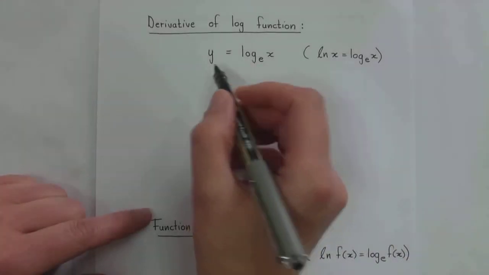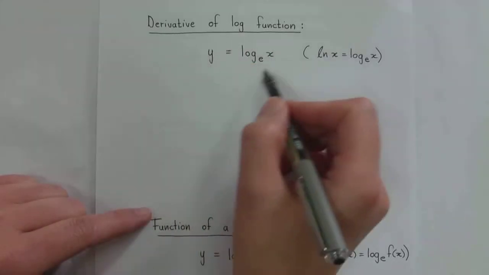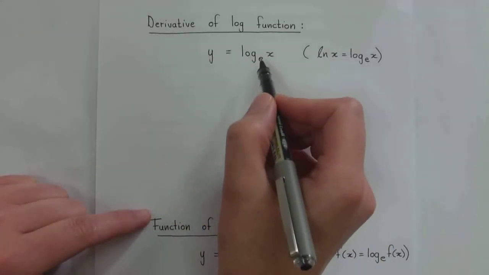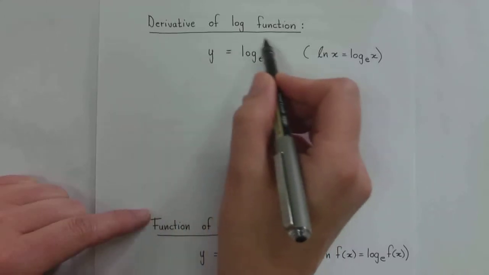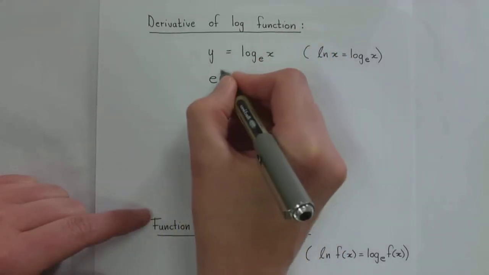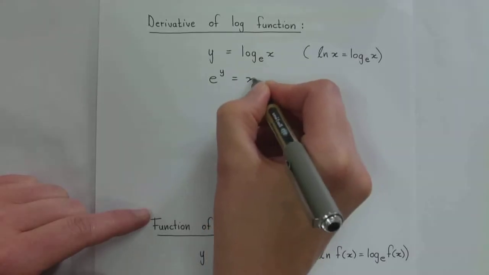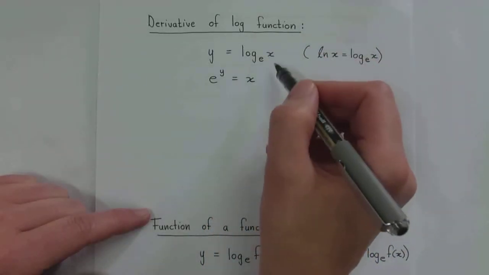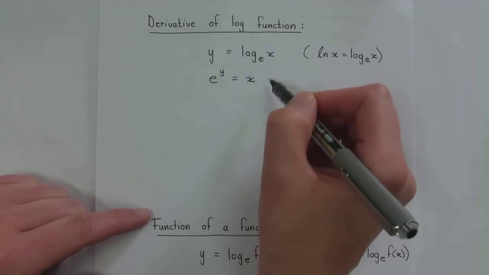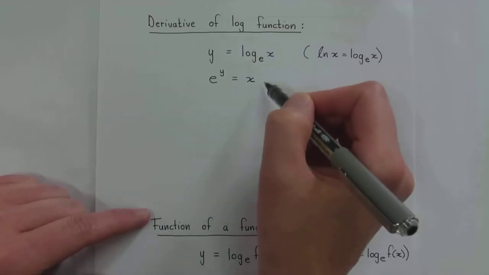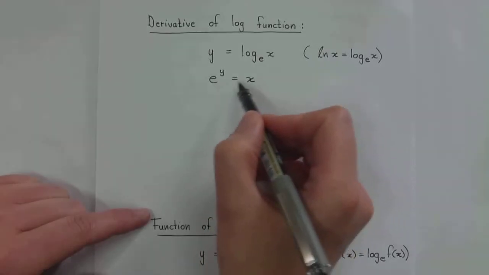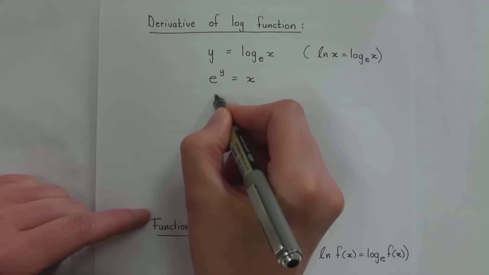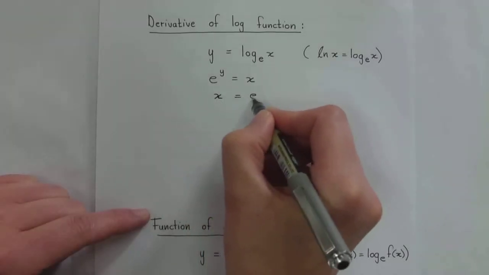So the first thing we do is we write this in exponential form. So I'm going to say e to the power of y is equal to x. And that's just using my definition of a logarithm, where I can change it from logarithmic form into exponential form. Now what we're going to do is find the derivative of this particular function. But in order to find the derivative, I'm just going to write in standard form, x is equal to e to the power of y.